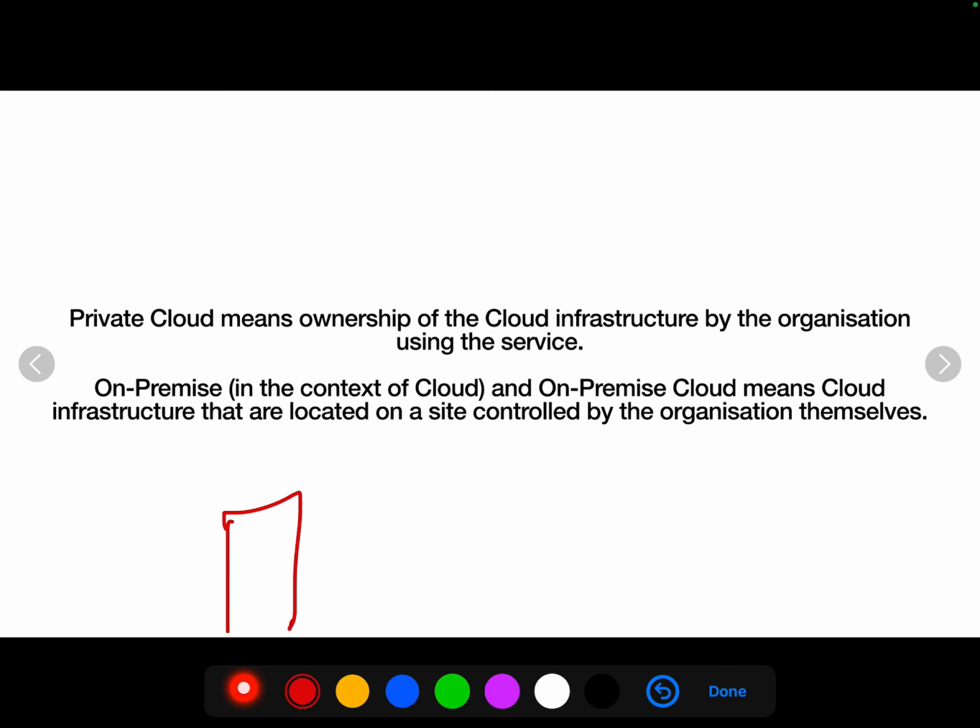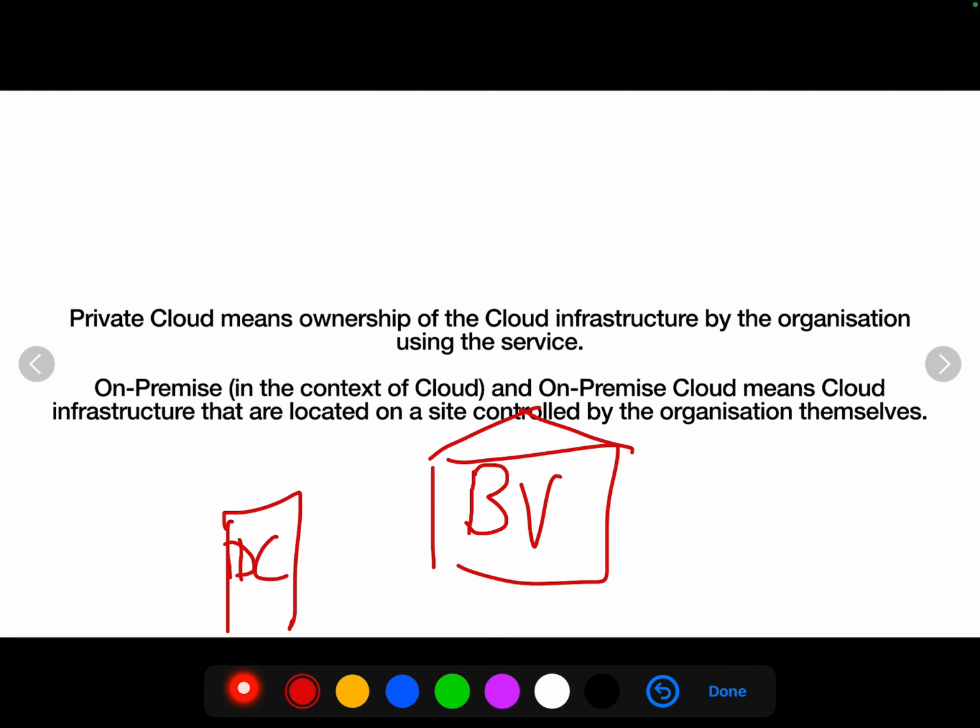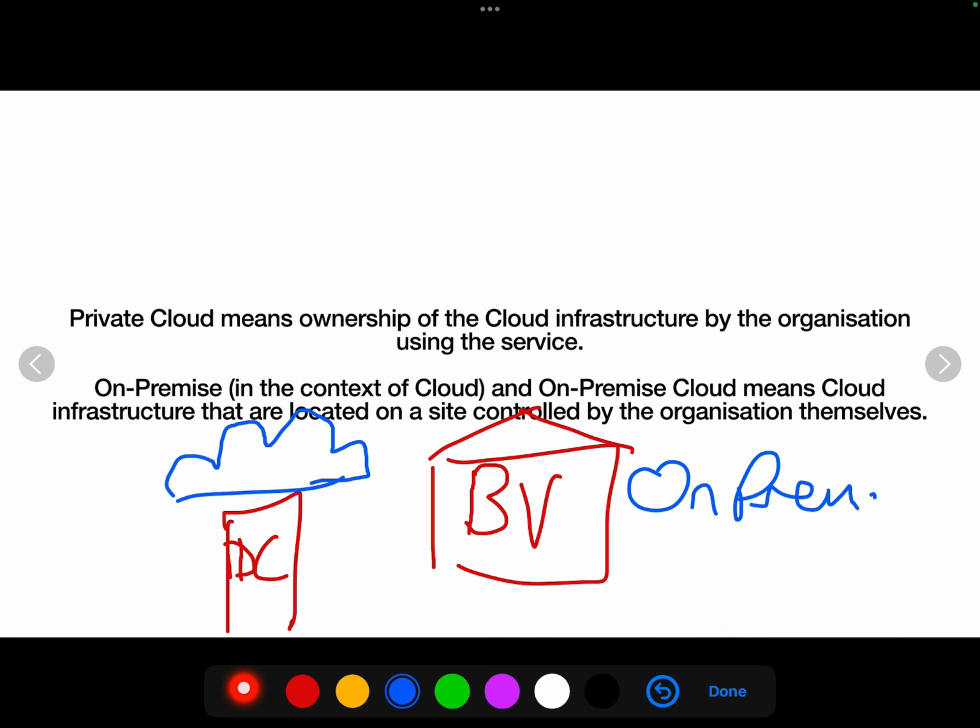So, for example, if we have Buckinghamville School here, and they have a DC which they manage themselves, and they're hosting a cloud here, well, that would be an example of on-premise cloud, because they own that building. This is their building, and they have a data center there that's controlled by them. That's an on-premise cloud. Private cloud just simply means you have ownership of cloud infrastructure.